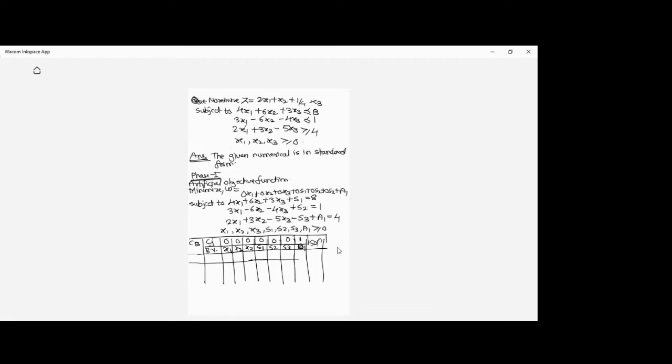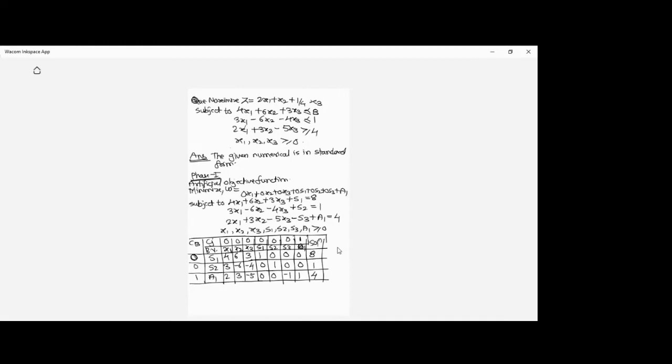There are 3 constraints, so we'll have 3 basic variables in all the iterations, right? Firstly, the basic variables here will be S1, then S2, and A1. The CB coefficients are 0, 0, and 1. Putting the values: 4, 6, 3, 1, 0, 0, 0, and 8 here. Then we have 3, minus 6, minus 4, 0, 1, 0, 0, and 1 here. And then we have 2, 3, minus 5, 0, 0, minus 1, 1, and 4 here, right?